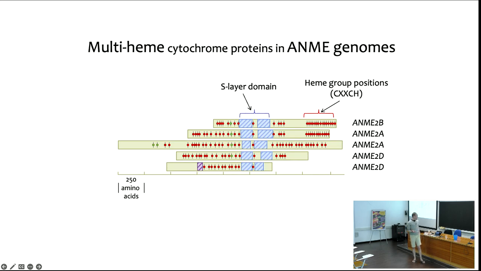Look in the genomes of these Anmi-archaea. You find these proteins that are some of the largest multi-heme cytochrome-containing proteins that have been found in archaea, and they've got a surface layer domain. So it looks like they're embedded in the outside of the cell. These archaea have this kind of liquid crystalline cover on top of them. Maybe it helps hold the cell together. That's called an S layer. These proteins have an S layer domain, and then it's studded, it's full of all of these heme groups. This is all genomic prediction, by the way.